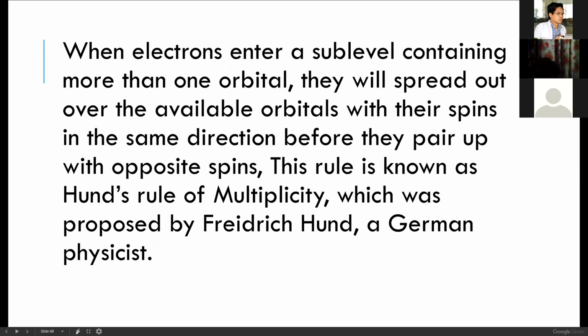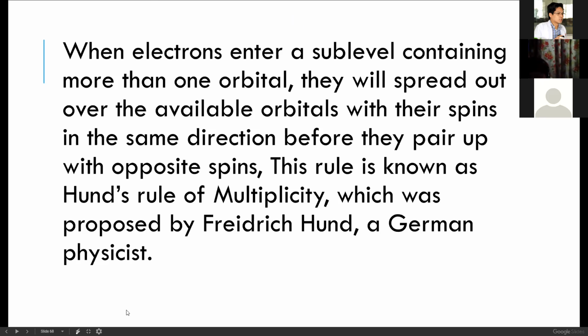When electrons enter a sublevel containing more than one orbital, they will spread out over the available orbitals with their spins in the same direction before they pair up with the opposite spin. This rule is known as Hund's rule of multiplicity, which was proposed by Friedrich Hund, a German physicist.